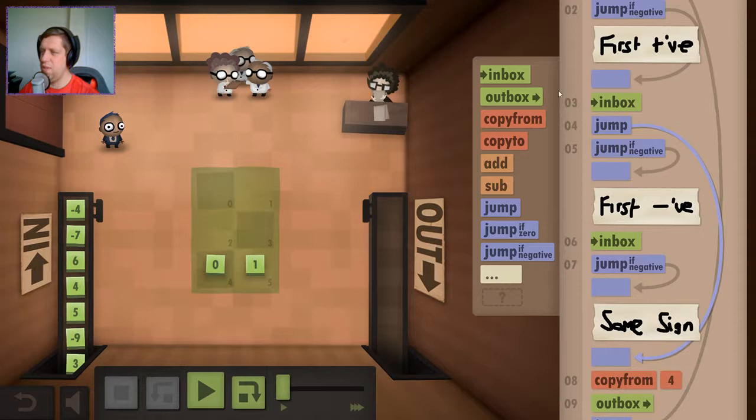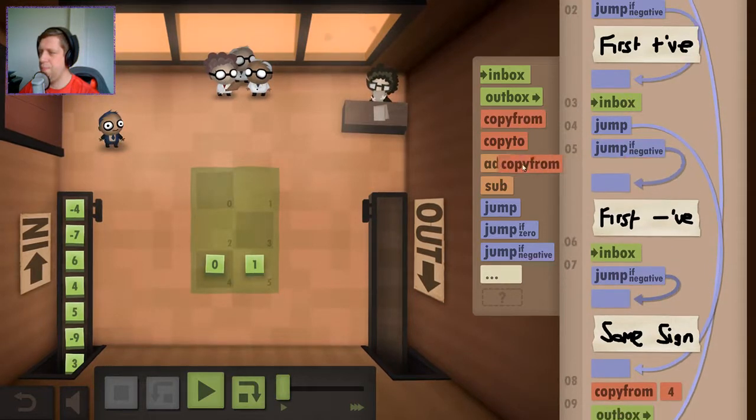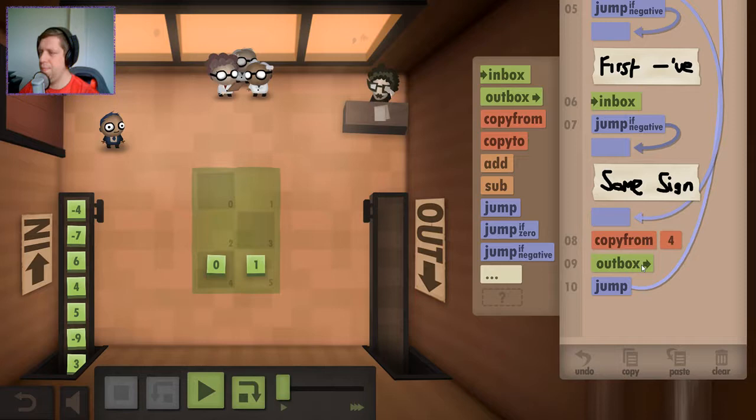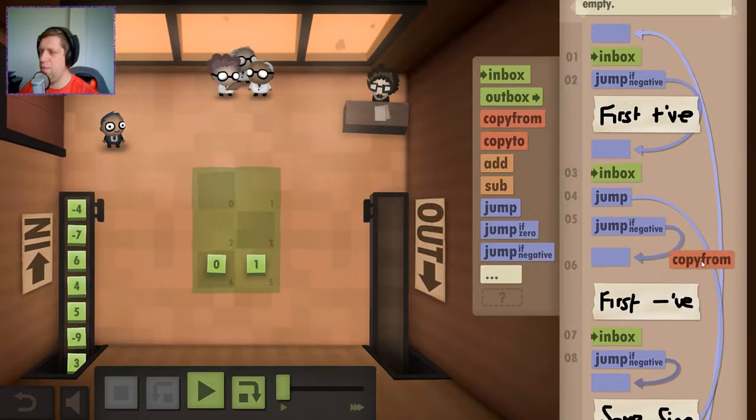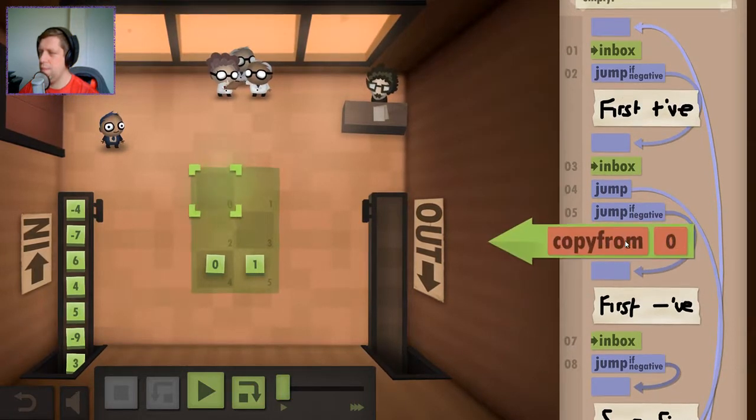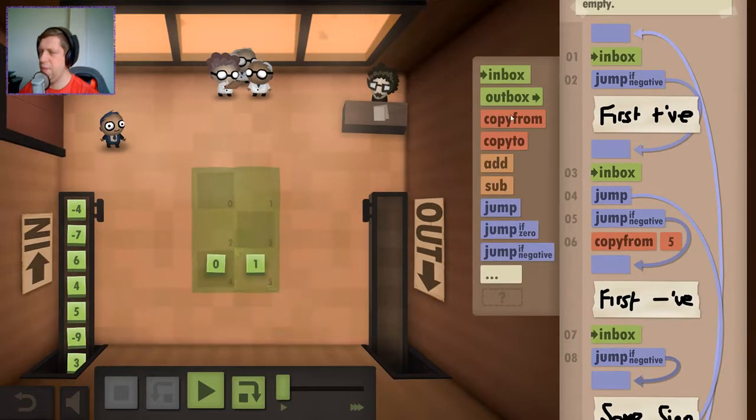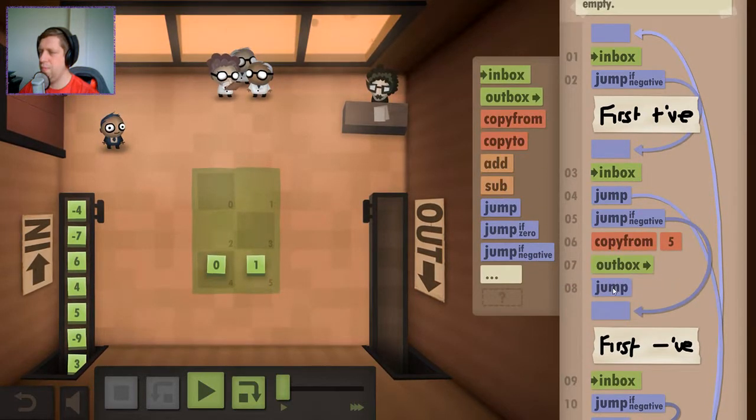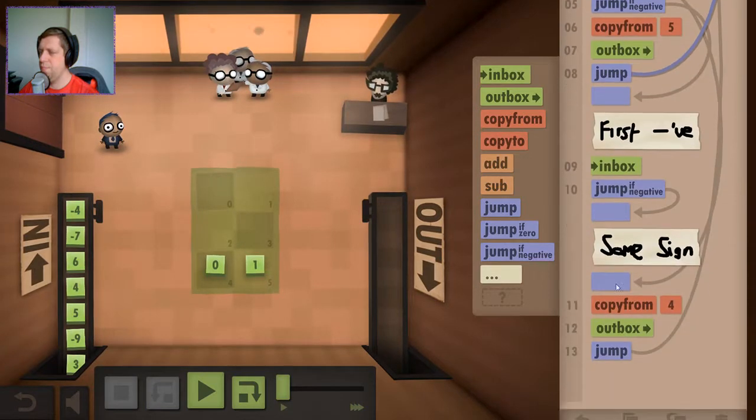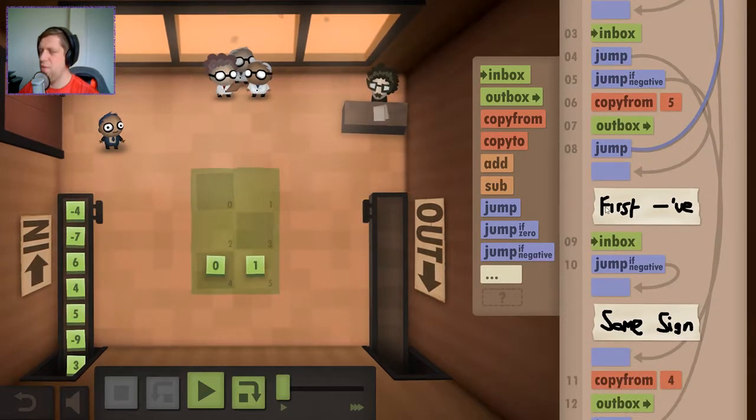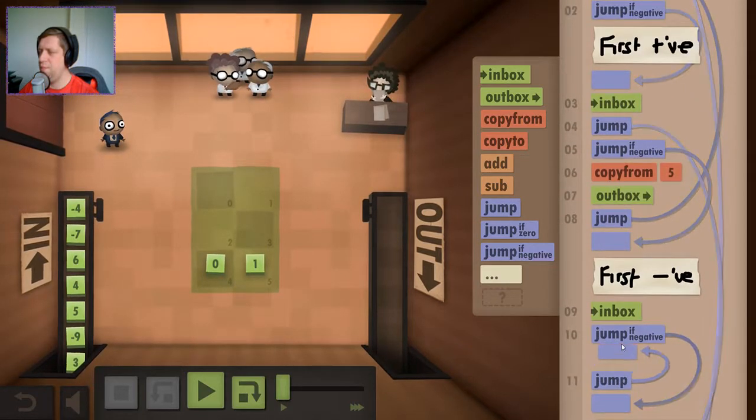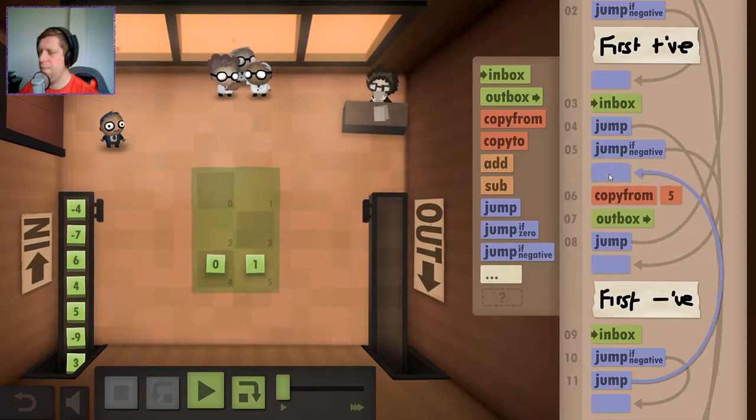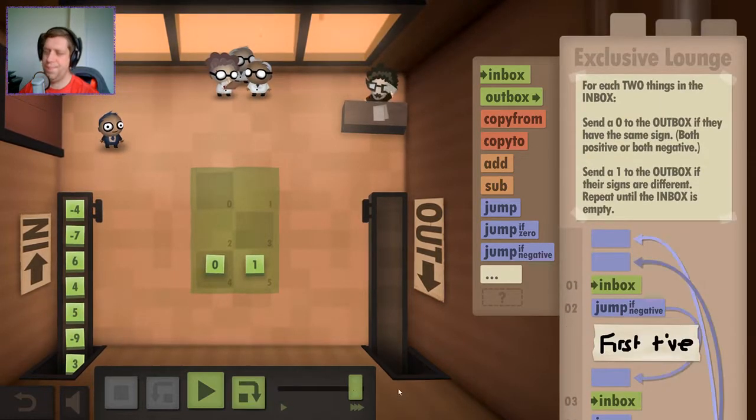If it is negative, it's different, so we're going to the first one. So then if it's negative, we want to copy from here, send to outbox. Jump. So we've got the first negative here, but if it's positive, we want to jump back to here. That should do it.